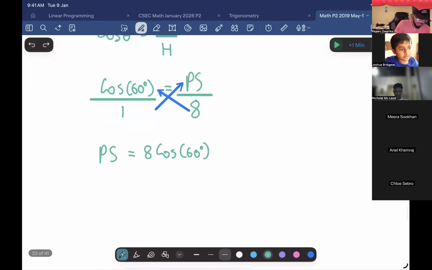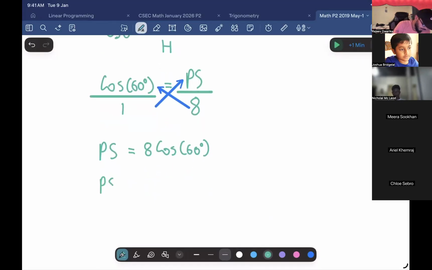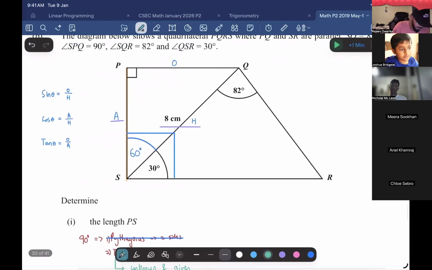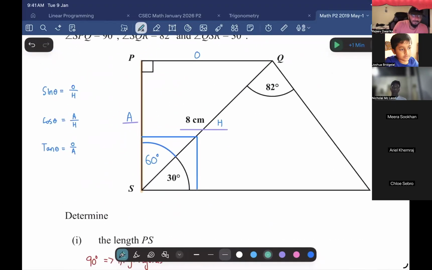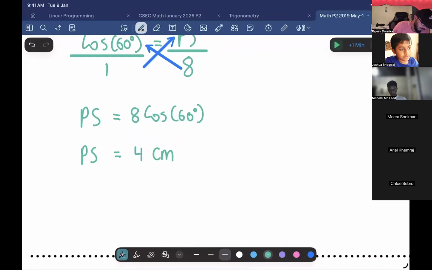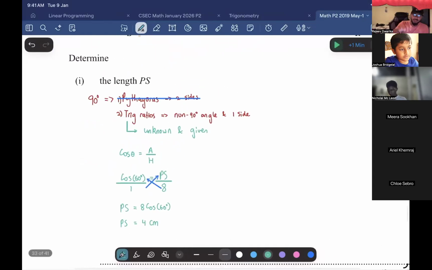So guys, put 8 cos 60 into your calculators and let me know what you're getting. 4. Everybody getting 4, right? Yes. All my units will be centimeters. Centimeters, right.